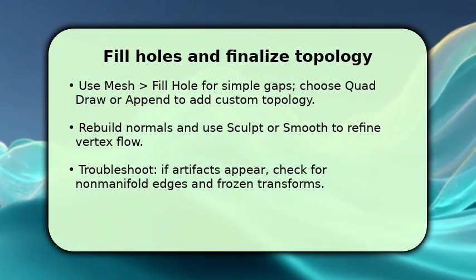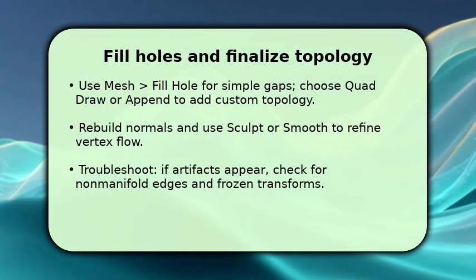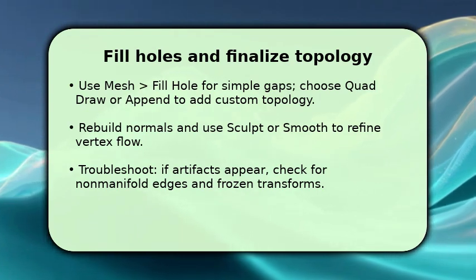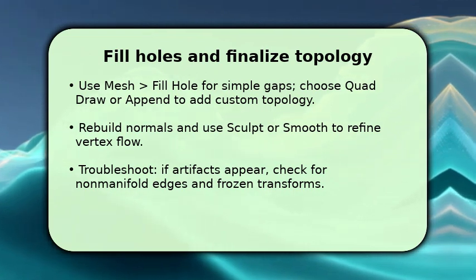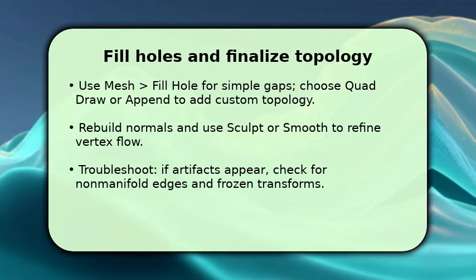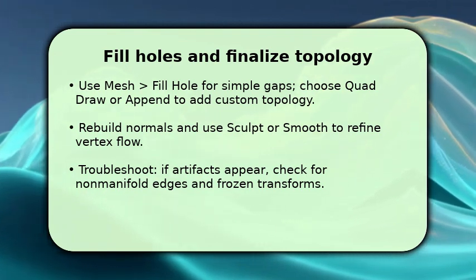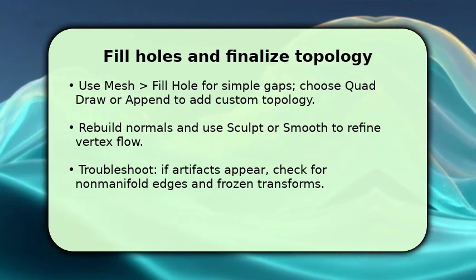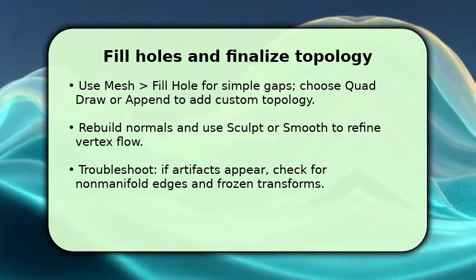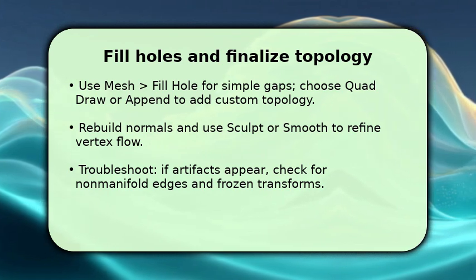To finish, close gaps and restore clean topology. For simple openings, use Mesh Fill Hole. For controlled flow, switch to Quad Draw or append to manually place quads and maintain edge loops. Afterwards, rebuild normals and run a smooth or sculpt pass to relax the new vertices so the surface reads correctly. Finally, freeze transforms and delete history to lock changes.